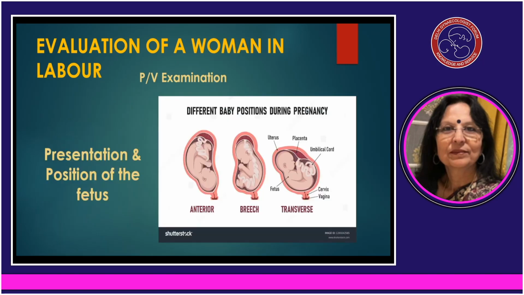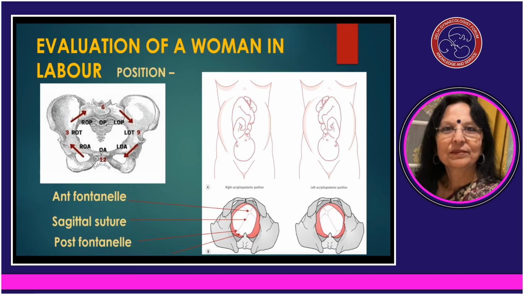So we will reconfirm our per abdomen findings by a PV examination, that is, what is the presentation and position of the fetus. Next. And also palpate the anterior fontanel, the posterior fontanel, and the sagittal suture which is connecting the two. And we will feel the parietal bones on the two sides and then decide whether it is a posterior, transverse, or an anterior position.